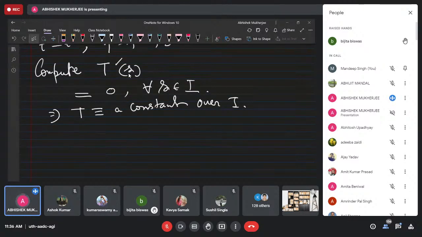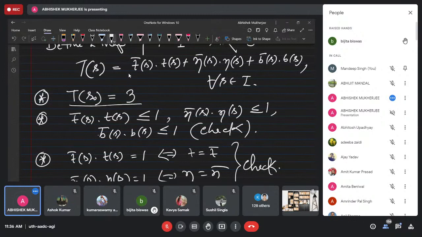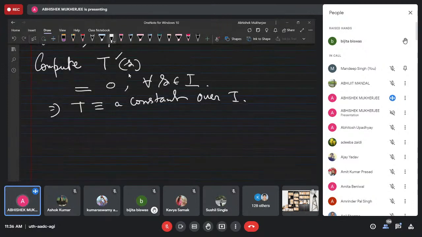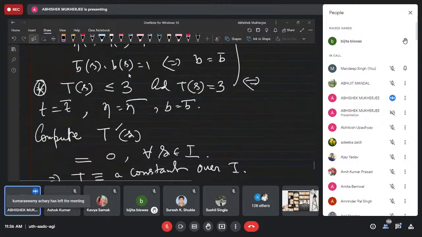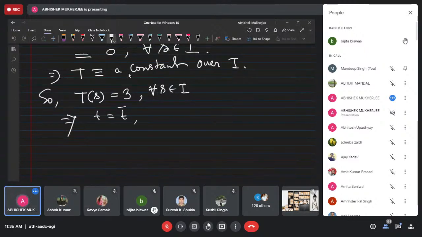Okay. Now, since T is a constant over I, and you have already shown that at the point S naught, T of S naught is 3, this means T of S equals 3 for all S belongs to I. And then from this one, you can conclude that the vectors T, eta, and B coincide with T bar, eta bar, and B bar.